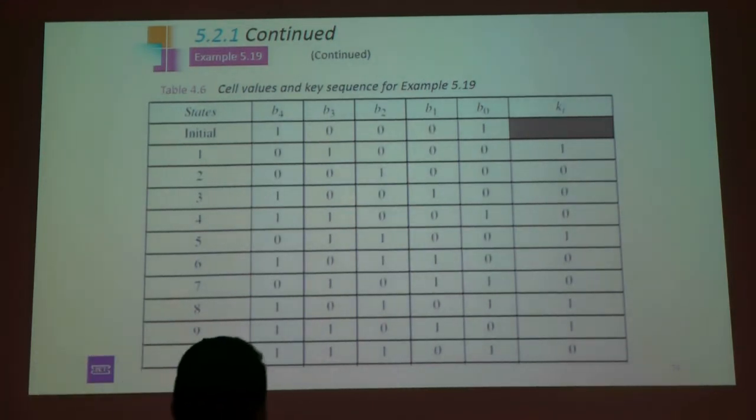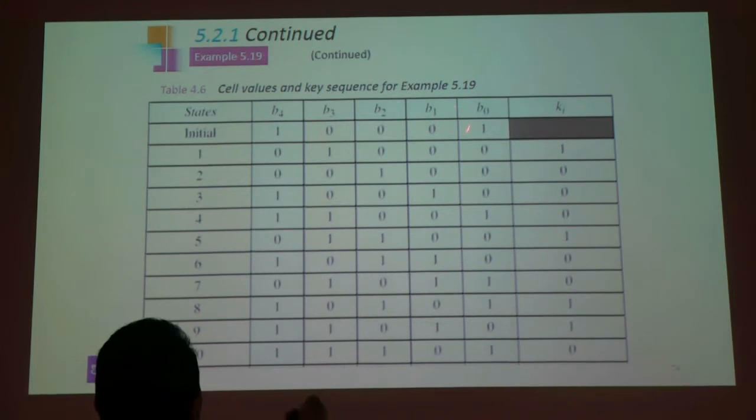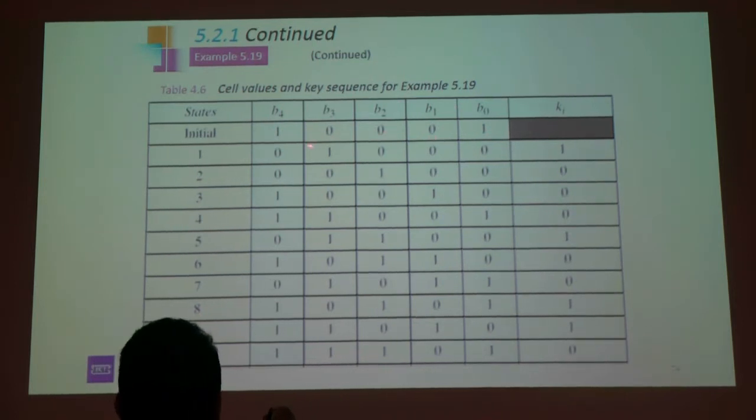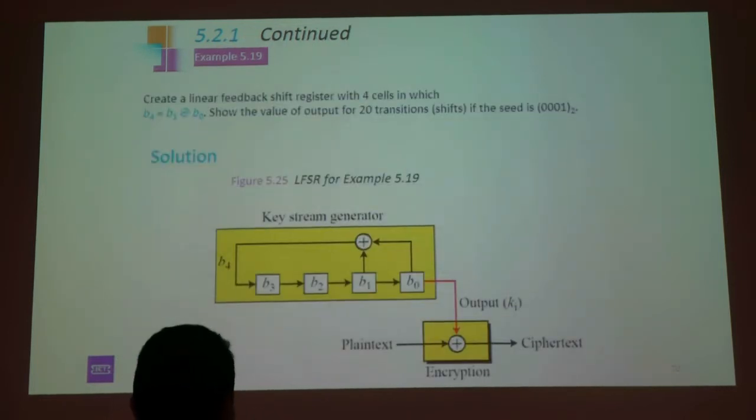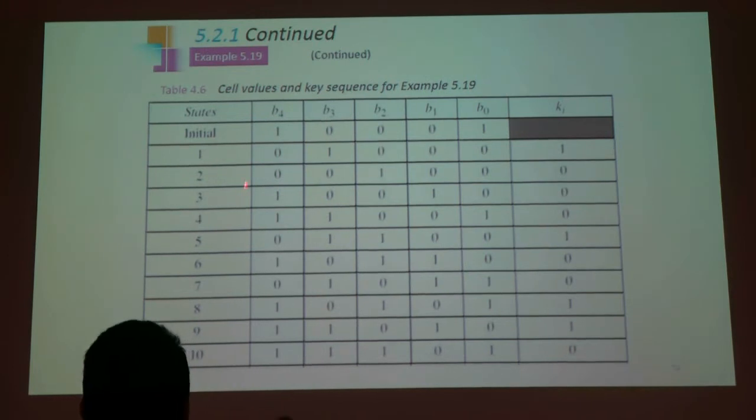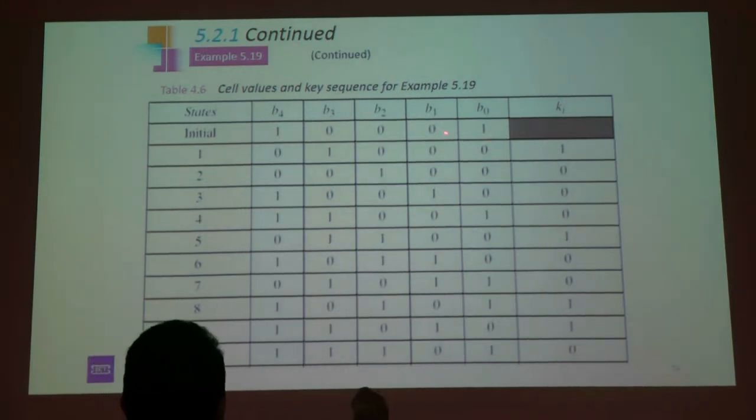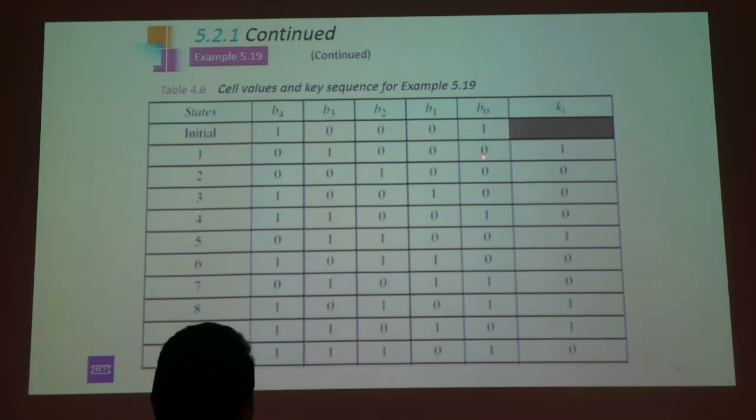So you start with the base. What is your base? 1, 0, 0, 0. And what is B4? It's the result of XORing B0 and B1 only. So what will be the value of B4? 1 XOR 0 will give you 1. So what you do is shift. The 1 goes in here, the 0 goes in here, the 0 goes in here, the 0 goes in here, the 1 goes in here. So what did I generate now? The first key.